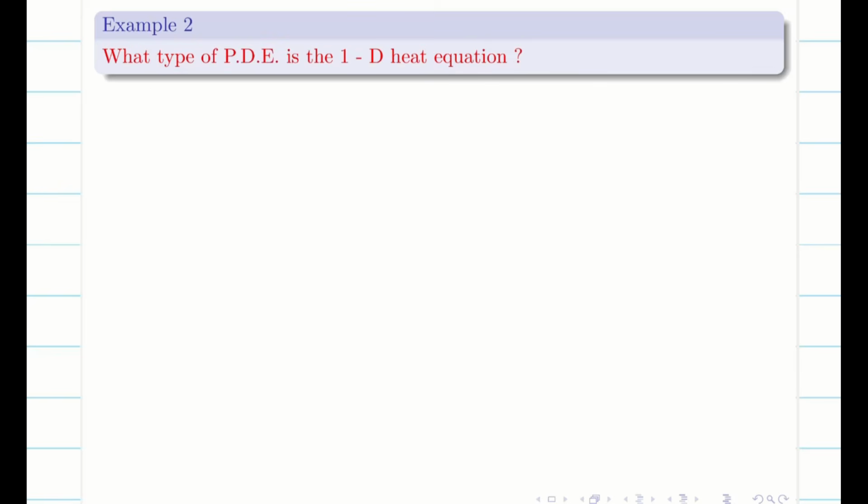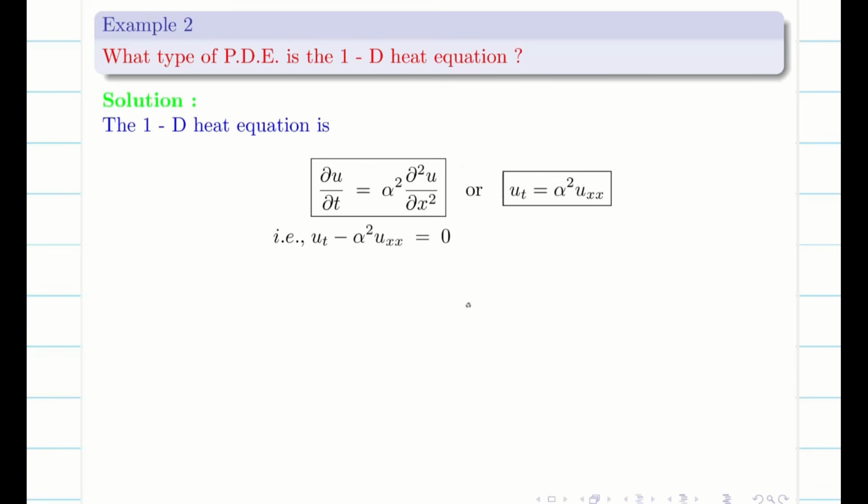Next example: what type of PDE is the 1D heat equation? We know that the 1D heat equation is ut equal to alpha square uxx. Now either I can write it like ut equal to alpha square uxx, or alpha square uxx minus ut equal to 0. In both cases I am going to get the same answer.